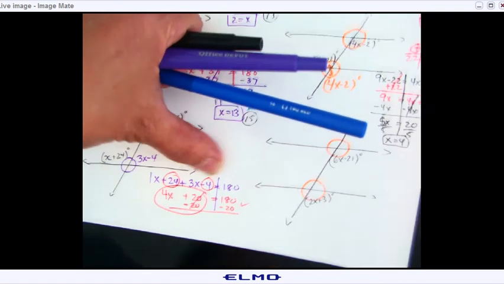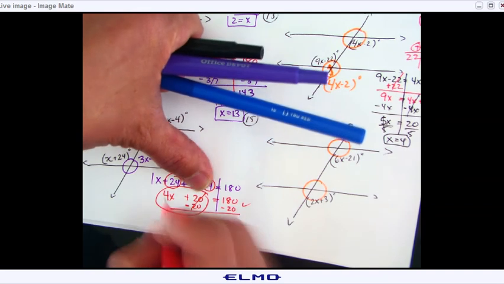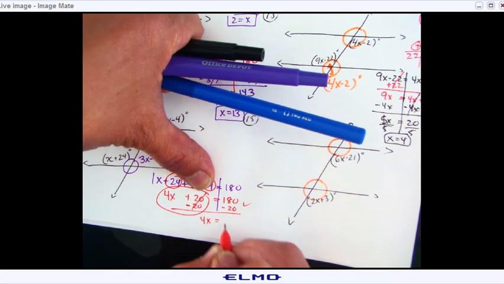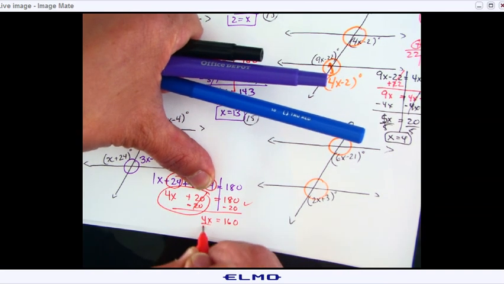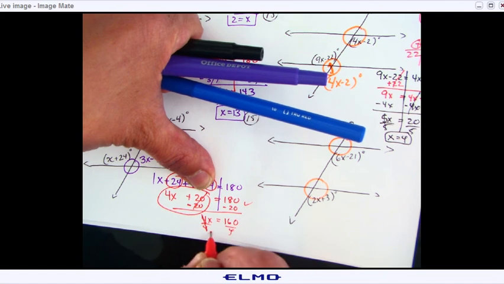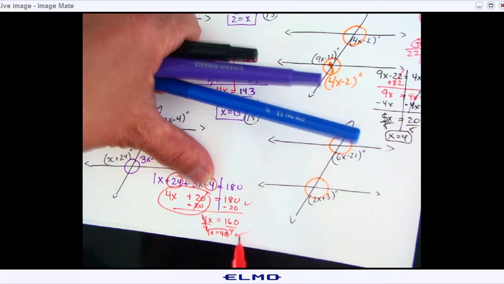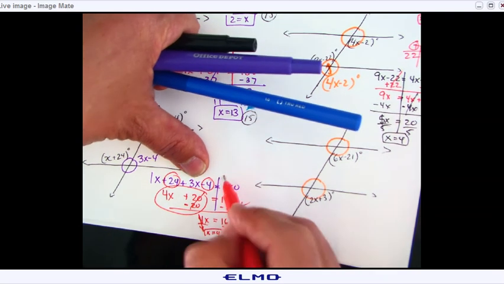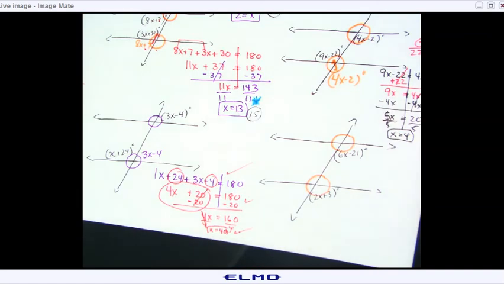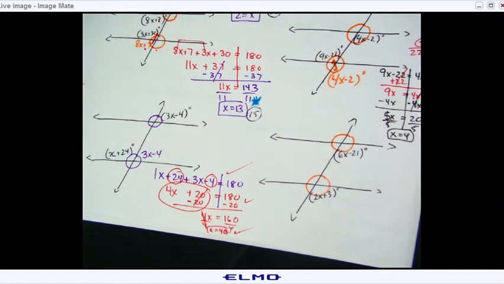But see, everybody would have done it differently. This one you should have done this way: 4x equals 160. Divide by 4, and your x is 40. So if you got the answer right, put a check. If you did the setup right, put a check. All right? And there you go. There's that one.